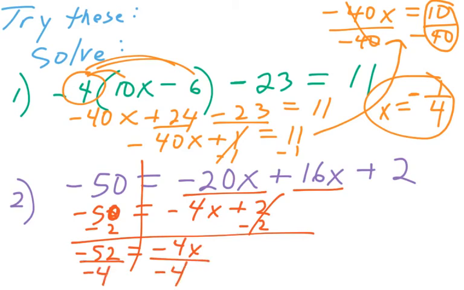And you might have to write that one out or use your calculator. But 4 goes into 5 once with a remainder of 1. And then 4 goes into 12 3 times. So that would be an answer of positive 13. Okay, positive 13.